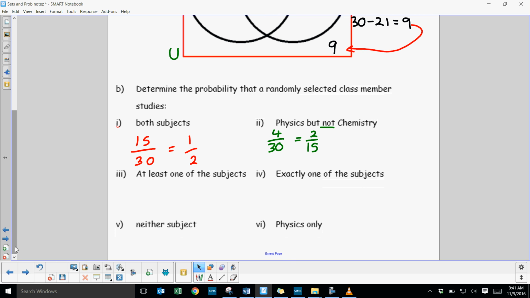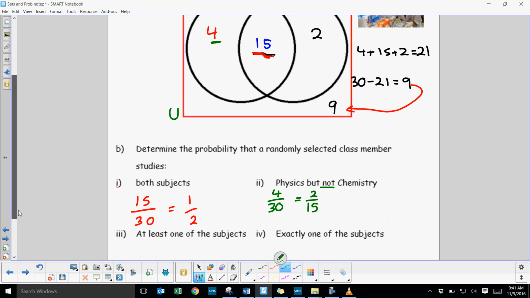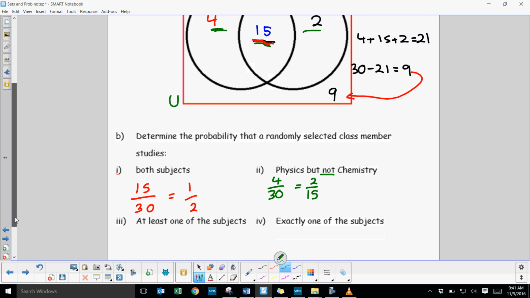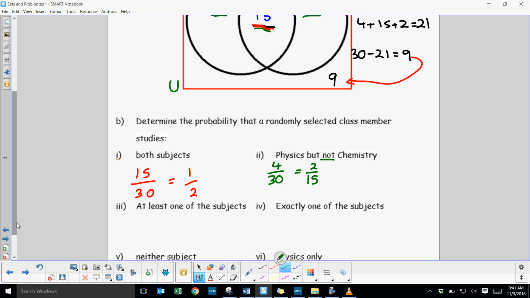So interestingly, at least one of these subjects refers to the union, meaning any of these, this or this. So at least one of the subjects, you'd have to start by adding them up. 4, I think you did that already actually, plus 15 plus 2 equals 21. So the probability will be 21 out of 30. And they can both be divided by 3. So that's 7 out of 10 is your probability.